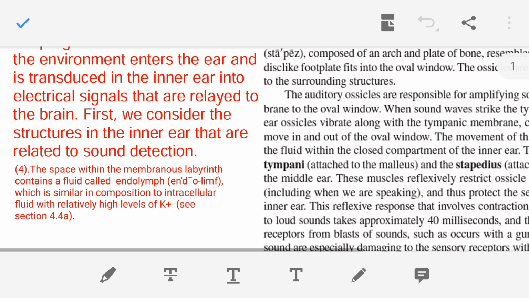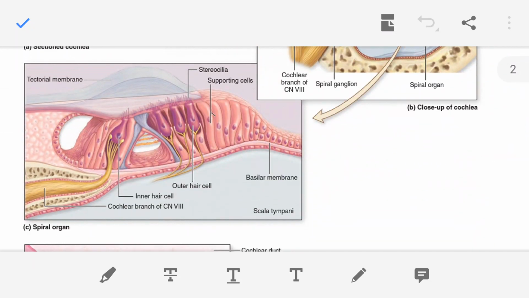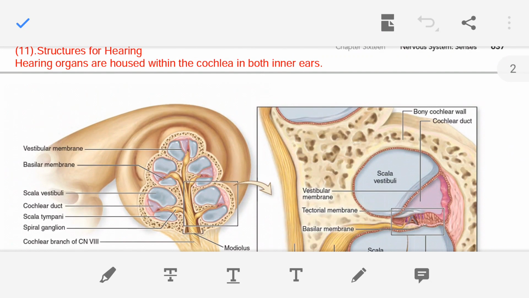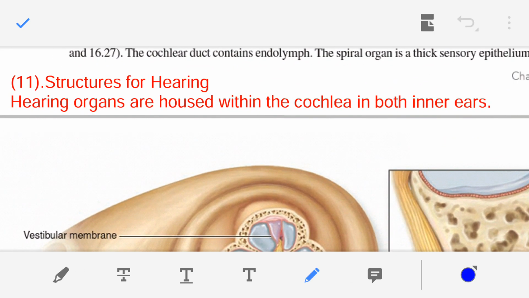So now we are moving forward. We are discussing now the 11th point, structure of hearing. Hearing organs are housed within the cochlea. We have two ears, left and right. In the left and right inner ear the cochlea is there, and inside the cochlea the hearing organs are present.